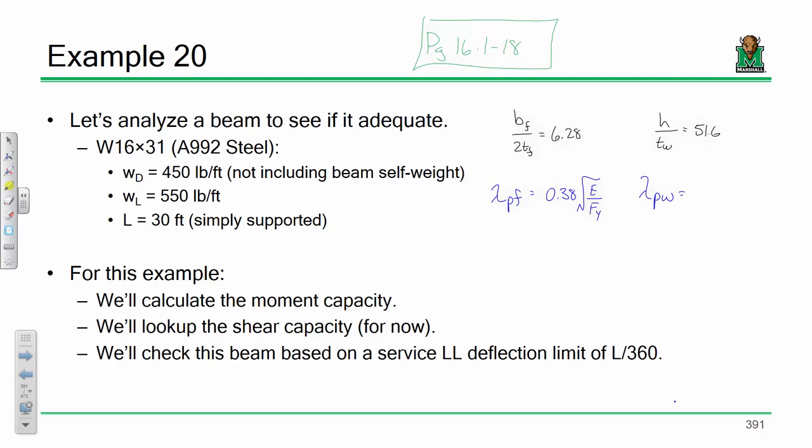And then for beams, they're just going to be different limits, just because the stresses are different. You're not taking a column and doing this, you're taking a beam and doing this. So just the limits are different. So we have a lambda PF of 0.38.